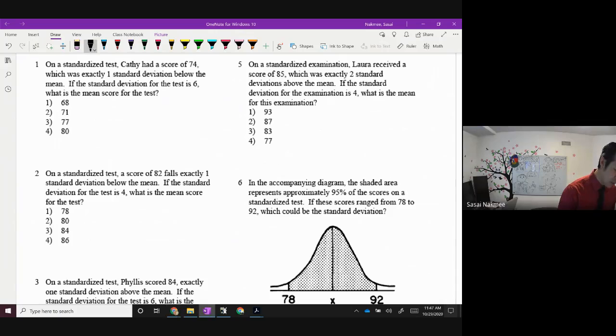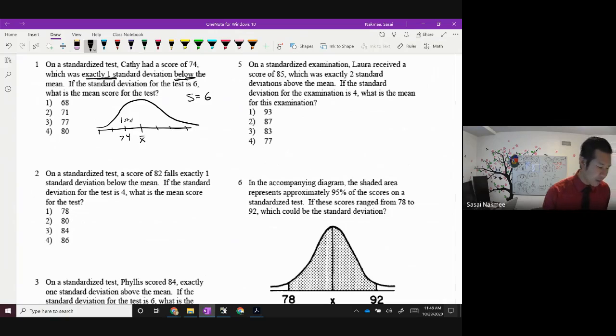So again, you don't need to draw this out, but I like to, right? The mean is going to be in the middle all the time. They tell us that Kathy has a score of 74, which is exactly 1 standard deviation below. So remember, when you do this, there's always going to be 3 standard deviations, 1, 2, 3 below, and 3 standard deviations, 1, 2, 3 above. But they're telling me that Kathy's score of 74 is exactly 1 standard deviation below, right? If the standard deviation for the test, s, is equal to 6, what is the mean for the test?